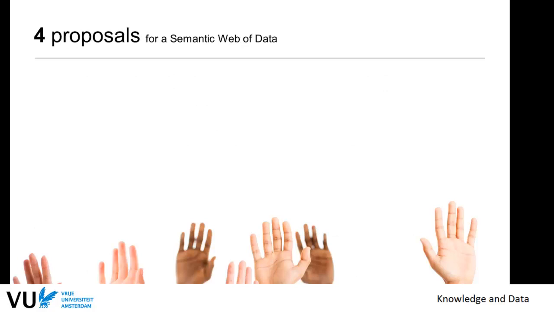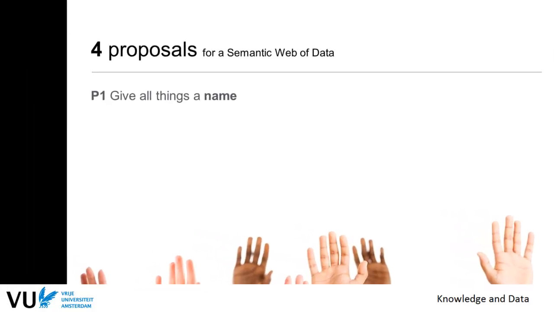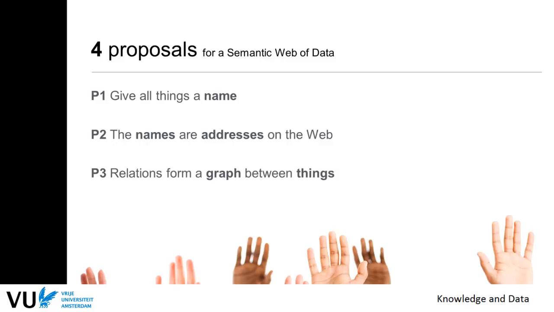So remember that there were four proposals of things that we really need for the semantic web, a web of knowledge and a web of data. The first proposal was to give all things a name. And the second one, that all these names should be addresses on the web. And RDF is an attempt to devise a language that helps implement these two proposals. The third one, obviously, as well, is the relation that is formed in a graph by the triples. And again, RDF is here the language of choice.